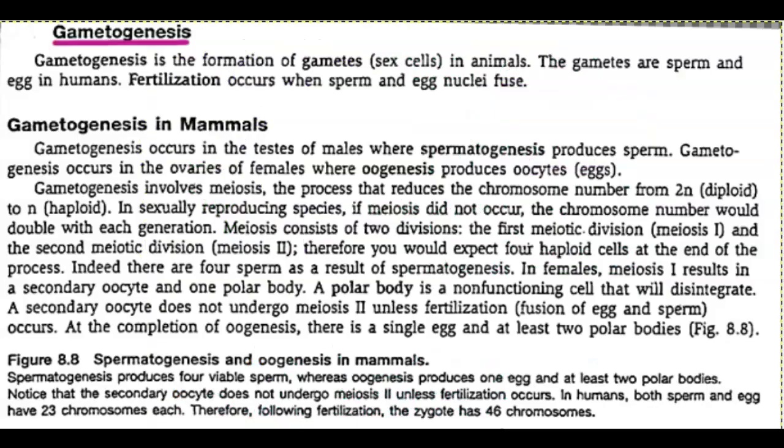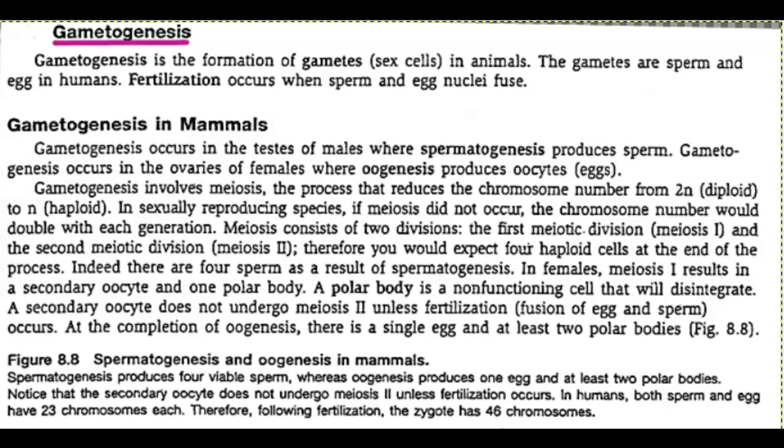Gametogenesis is the formation of gametes, or sex cells, in animals. Gametes are sperm and egg in humans. Fertilization occurs when sperm and egg nuclei fuse. And let's go look down here. Gametogenesis occurs in the testes in males, where spermatogenesis produces sperm. Gametogenesis occurs in the ovaries of females, where oogenesis produces oocytes, which are called eggs.